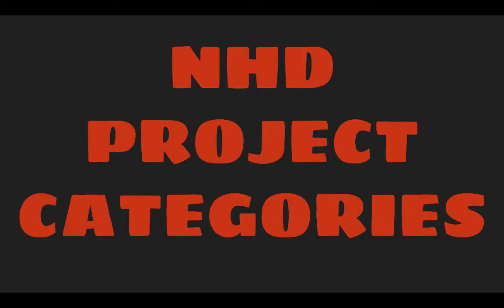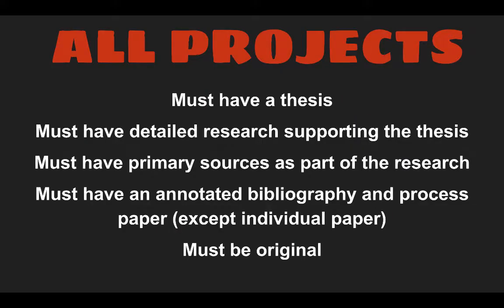Now, it doesn't matter what category you choose, you've got to have these. You've got to have a thesis. You've got to prove a point. That's got to be very clear in any project. You've got to have detailed research, and we've been working on that for months now. You have to have primary sources as part of your research. That's going to be key. That's what historians use. That's what you're using. You have to have an annotated bibliography, and you have to have a process paper.